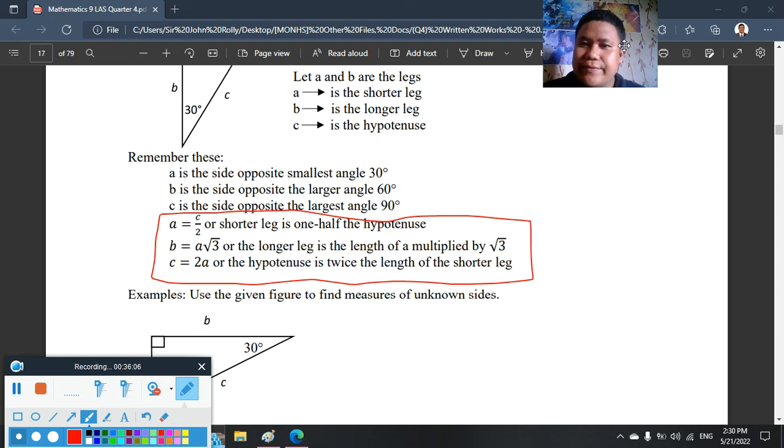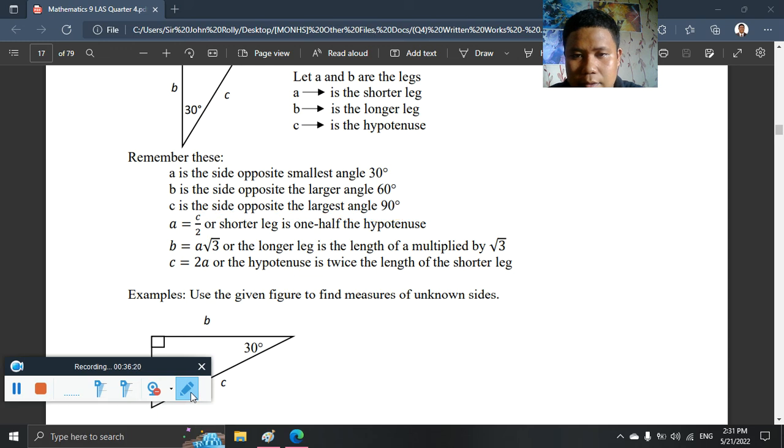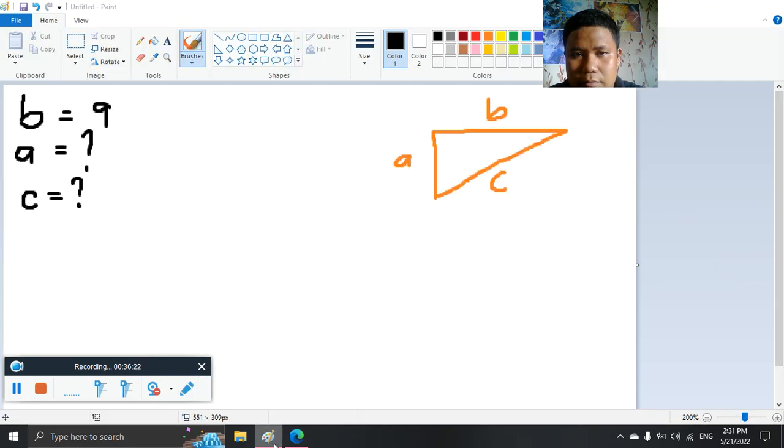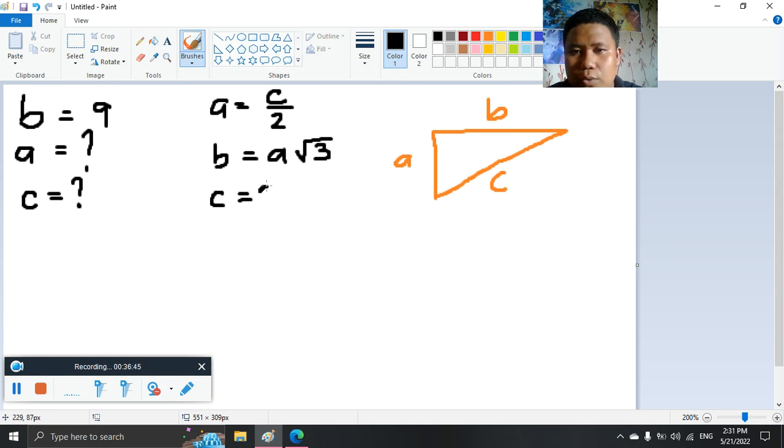Okay, sorry. Let's continue. So this is the formula that we will use. A equals C over 2, B equals A the square root of 3, C equals 2A. So let's write the formulas. A equals C over 2, B equals A the square root of 3, then C equals 2A.